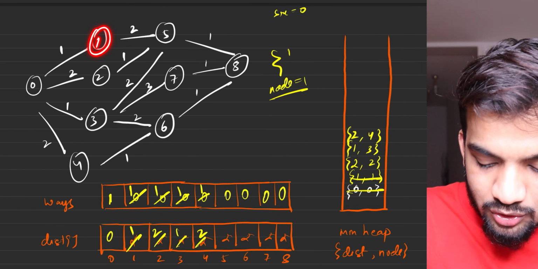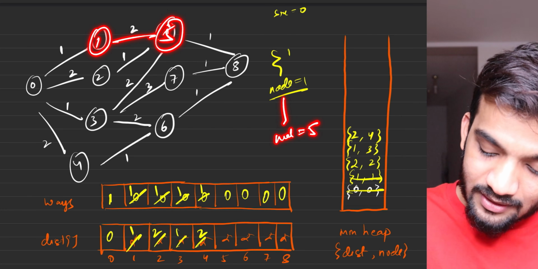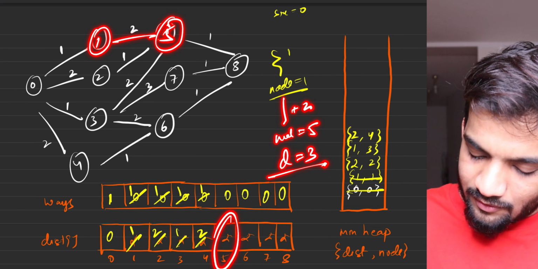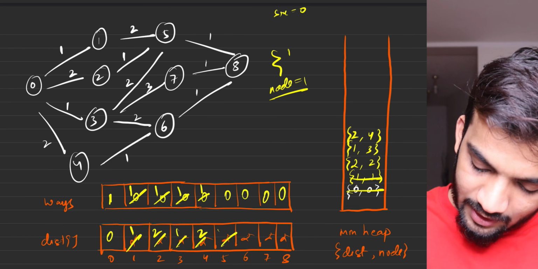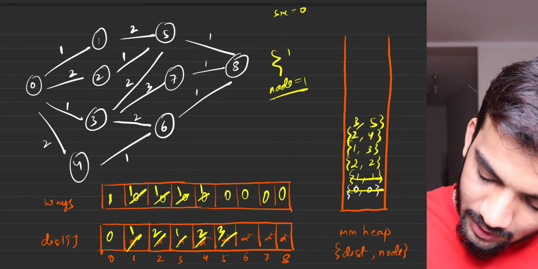From 1, you can also go to 5. So if you decide to go to 5, it'll take a distance of 2, make a total distance of 3, which is better than infinite. So you go and say, okay, I can reach at a better distance 3. So 3 comma 5 is what I'll take to reach.